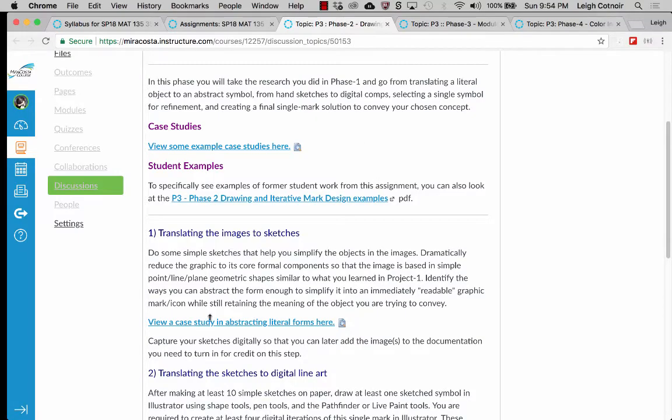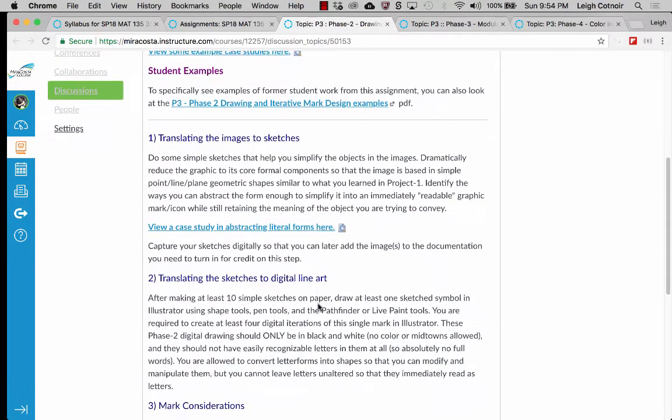Okay, so coming back to this page where the assignment outline is, this next section, after you look at the examples, has the first step, translating the images to sketches. And so you're going to do some simple sketches by hand. I do want you to do them with your hand. Even if you have a Wacom tablet or something, that's okay, but I don't want you to immediately just start trying to make shapes in Illustrator, right? I want you to actually do some drawing. And you're going to identify the ways that you can abstract the form enough to simplify it into an immediately readable graphic mark or icon while still retaining the meaning of the object you're trying to convey.